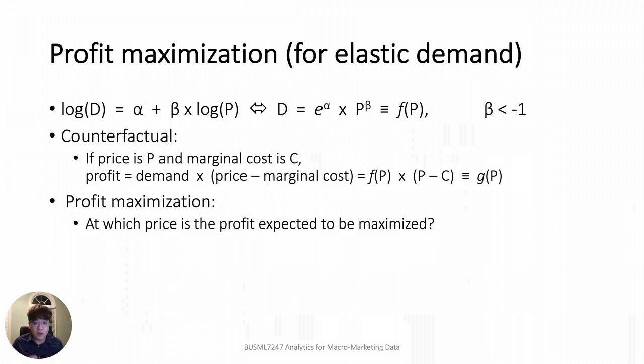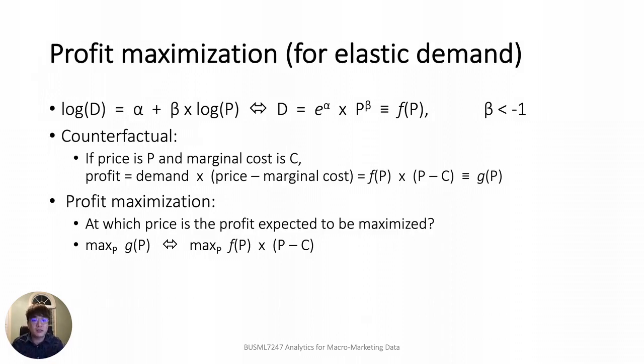A counterfactual with the profit function enables us to find the price point where the profit is expected to be maximized. We can compute the expected profit values with all possible price values and find the maximum, though. There is an analytic solution to get the exact maximum using the first order condition.